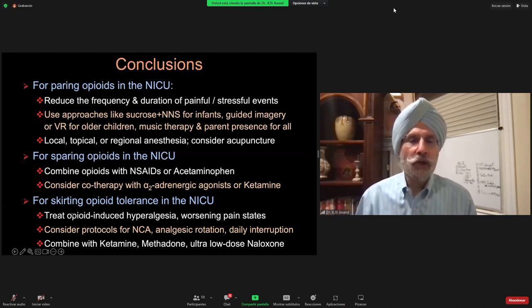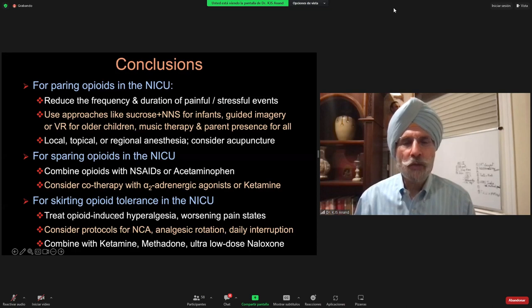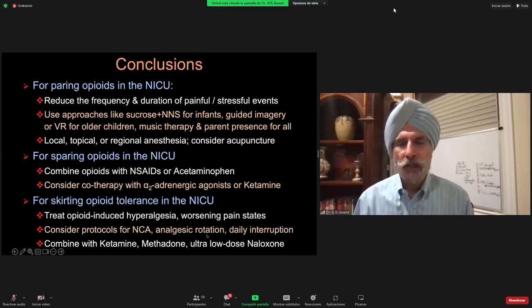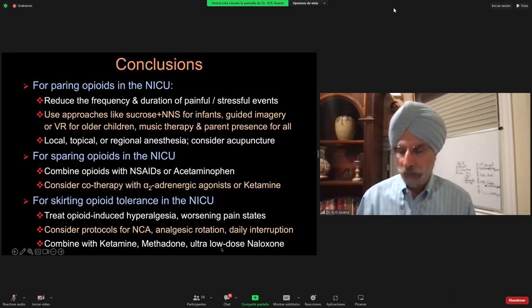And then for skirting opioid tolerance, we need to treat opioid-induced hyperalgesia, differentiate it from worsening pain states, but also consider either procedural changes such as nurse-controlled analgesia, rotation, daily interruption, or combining with either ketamine, methadone, or ultra-low-dose Narcan.